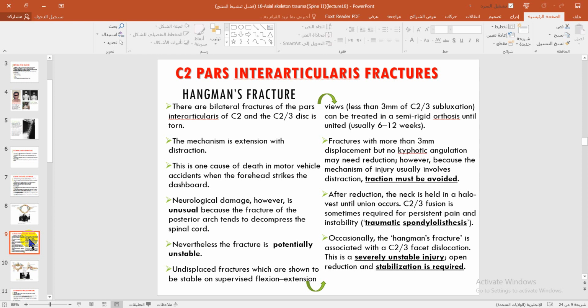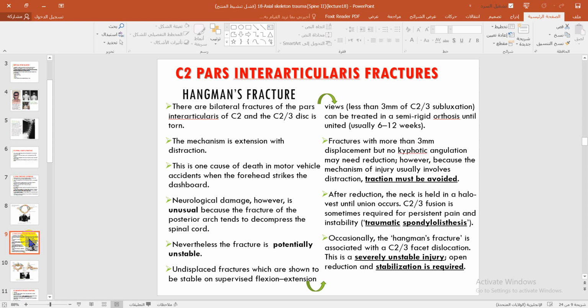Undisplaced fractures, which are shown to be stable on supervised flexion-extension views, with less than 3 mm of C2-C3 subluxation, can be treated in a rigid collar, usually for about 6 to 12 weeks. Fracture with more than 3 mm displacement, I mean C2-C3 subluxation more than 3 mm, but no kyphotic angulation, may need reduction. However, because the mechanism of injury usually involves distraction, distraction must be avoided.